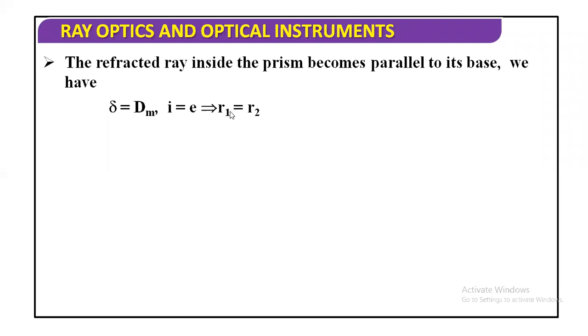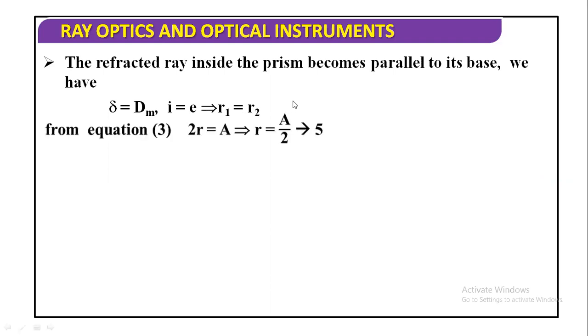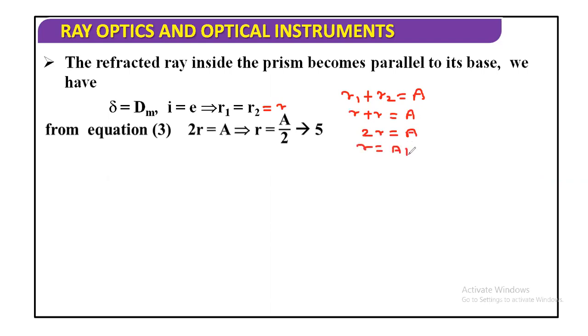Now, when I becomes equal to E, in that case R1 also becomes equal to R2. Now, we can see from our equations, because we have R1 plus R2 is equal to A. So when R1 is equal to R2 is equal to R, this becomes R plus R is equal to A. So 2R is equal to A, or R is equal to A by 2. This is our fifth equation.